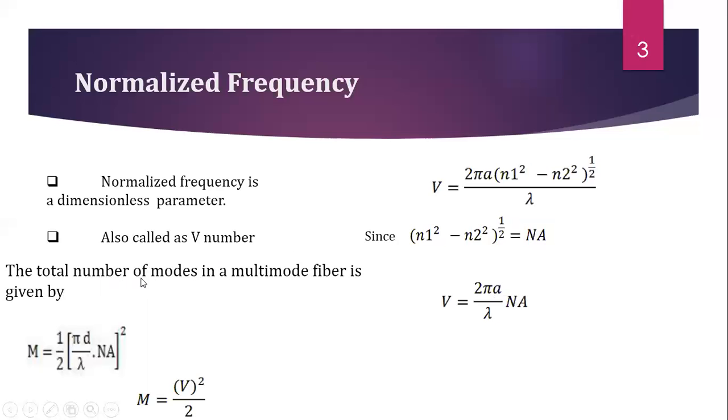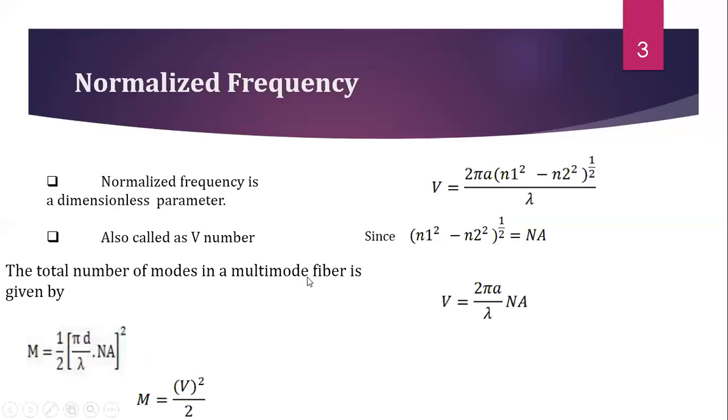So the total number of modes in a multimode fiber is given by M is equal to 1 by 2 into (2 pi A divided by lambda) the whole square into (N1 square minus N2 square). So we know the value of N1 square minus N2 square, that is nothing but NA, and we know the value of diameter. Diameter is equal to 2A, right? So for this 2A, I have substituted the value of D here.